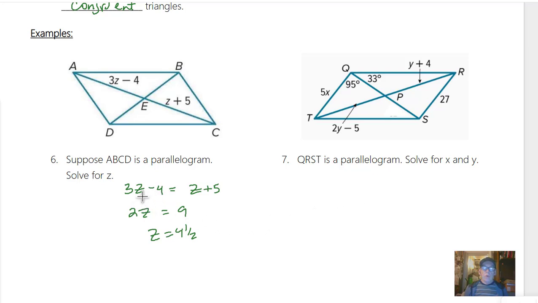12.5 take away 4 is 8.5. And there's 9.5, rather. Is that right? Yeah, 13.5 take away 4 is 9.5. And 5 and 4.5 gives 9.5.